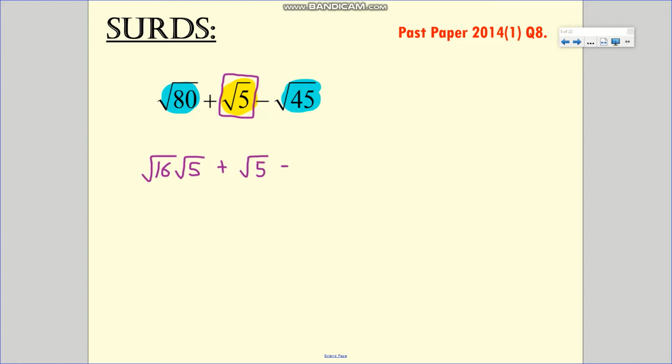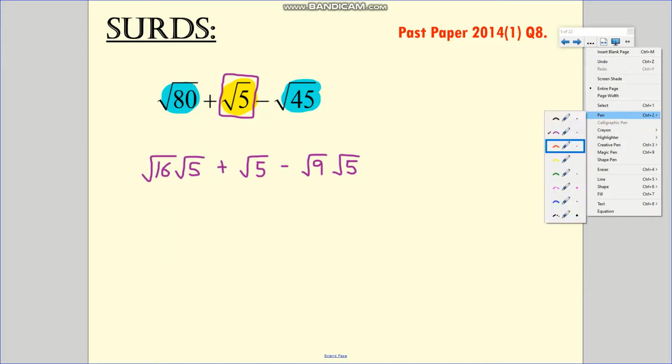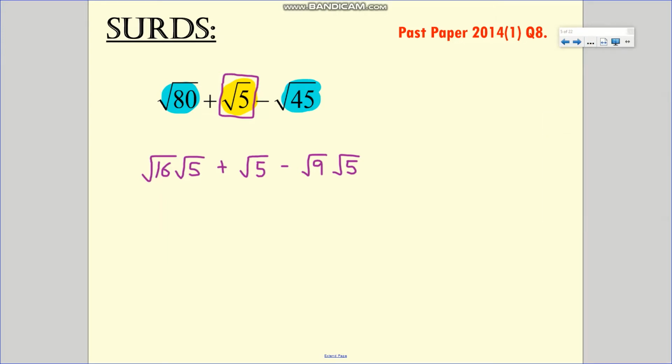And root 45, how many times does 5 go into 45? Again, I know that second part has to be a 5. So really, as long as you can divide by 5, you'll be fine for this next step. It is 9 times 5. Okay, so root 80 is turned into root 16 root 5.